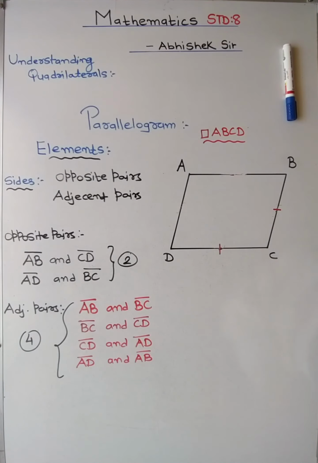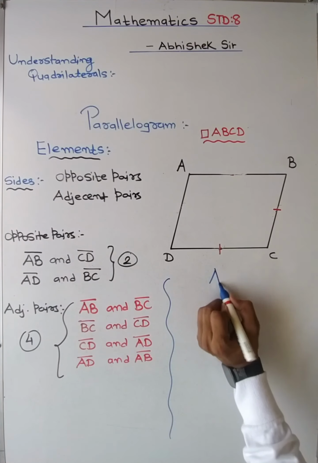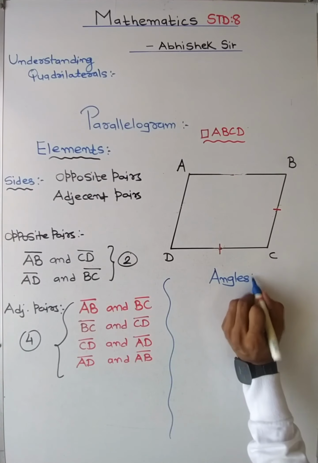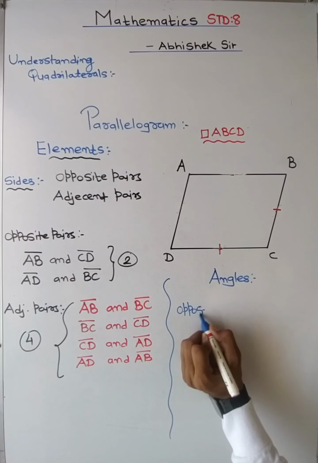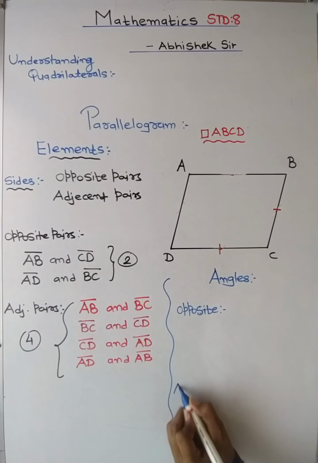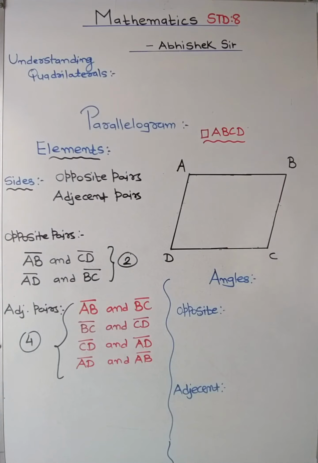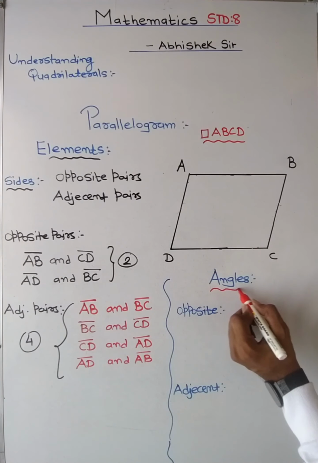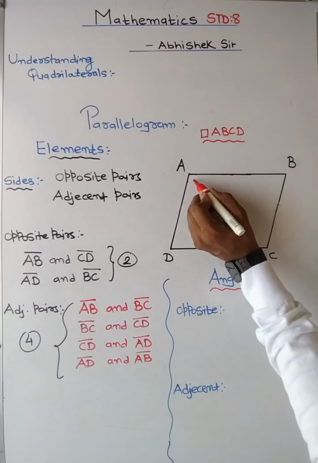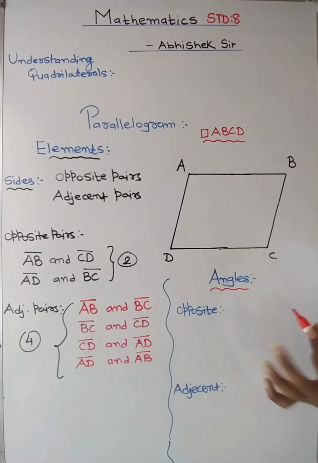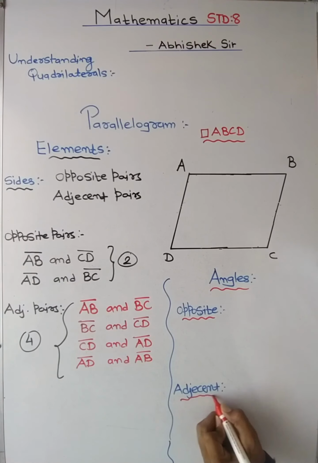Now let us talk about angles. Again, in angles as well, we will have opposite and adjacent. Okay, let us form pairs. So we have four different angles: angle A, angle B, angle C and angle D in a parallelogram. Clear? So based on that, we can define what are opposite angles and what are adjacent angles.